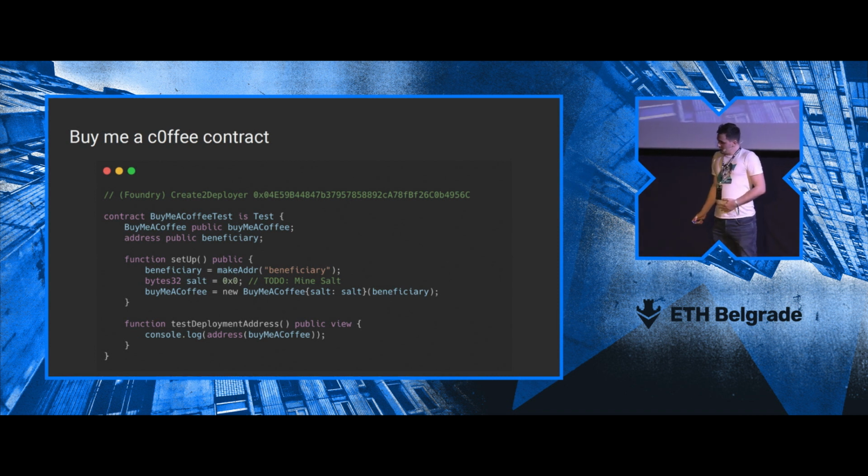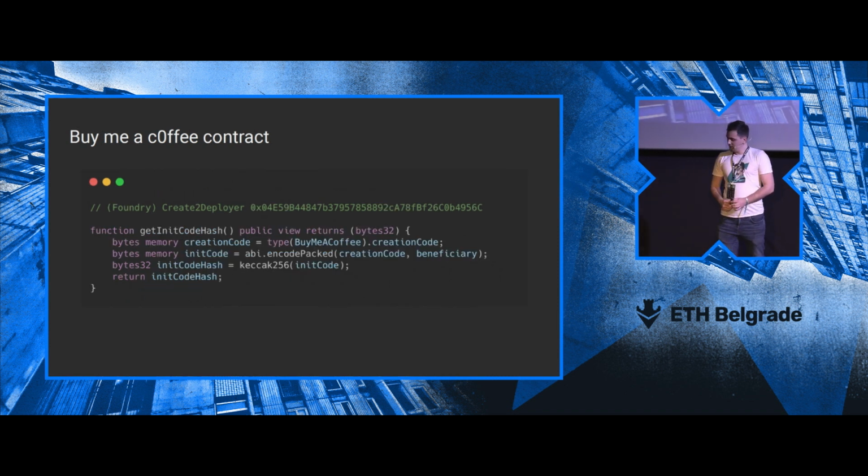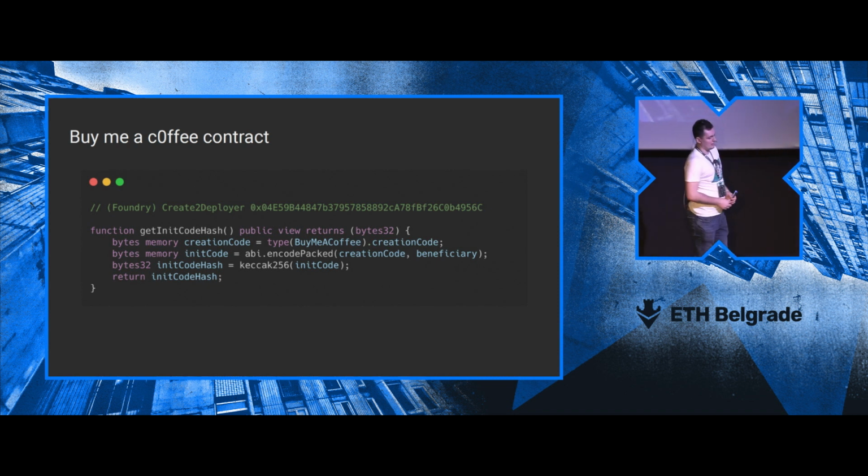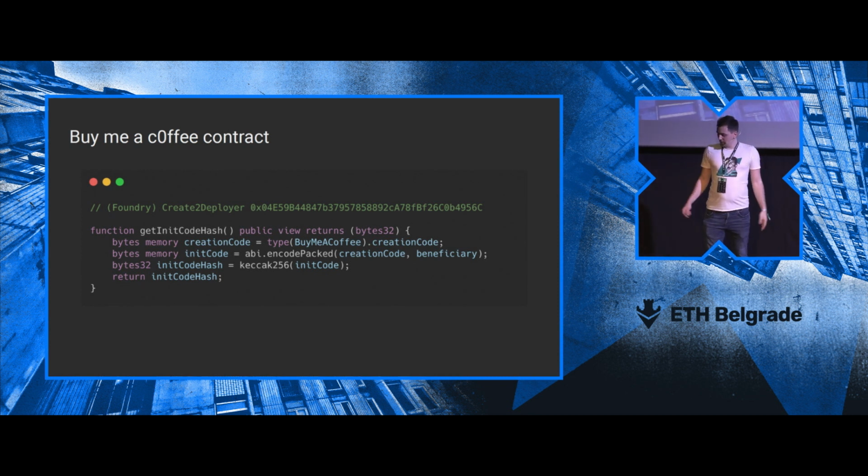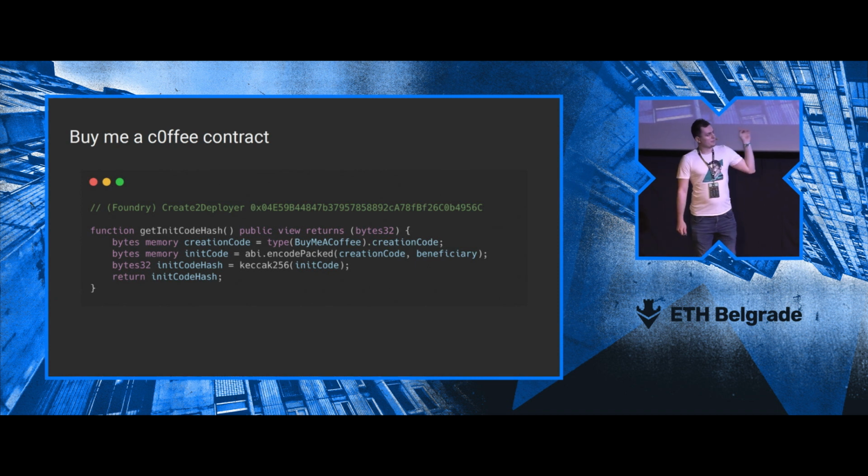What you can do now is calculate the init code hash. The init code hash can be calculated in multiple ways. This one is in Foundry because everything is Solidity. You can get the creation code by doing the bytes memory equals creation code, and so on, from the first line. If your smart contract doesn't have any constructor arguments, you will just hash that value. That's your init code hash.